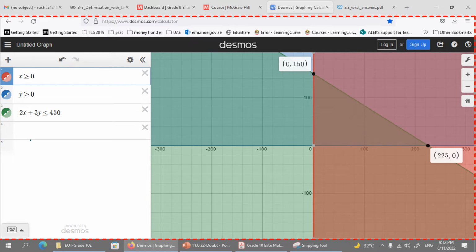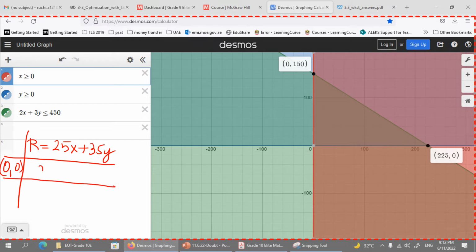Okay, so let's now calculate the objective function at the different values of x and y. Our revenue function R is defined as 25x plus 35y. Now we need to calculate this value at different values of the point. The first point was 0, 0. At this point, the revenue function would be 25 times 0 plus 35 times 0, which is 0. So not useful. We need the maximum value.